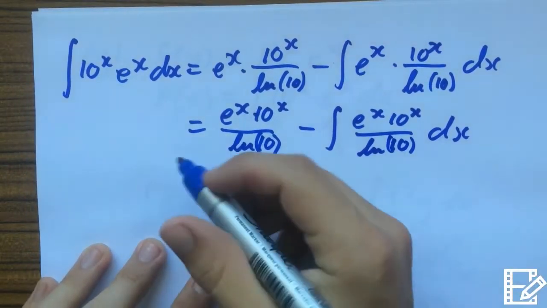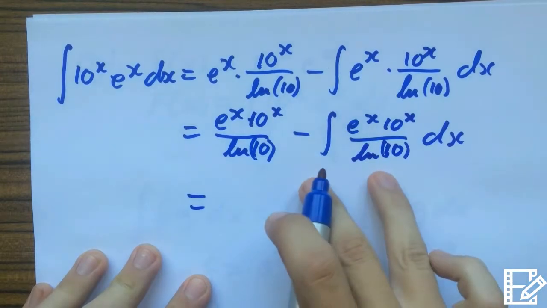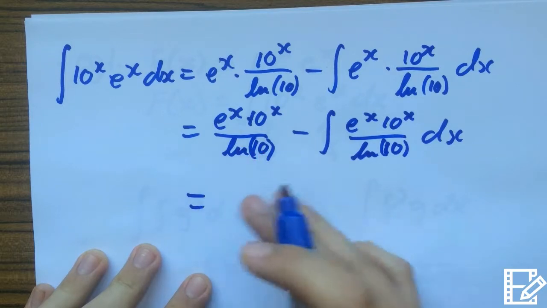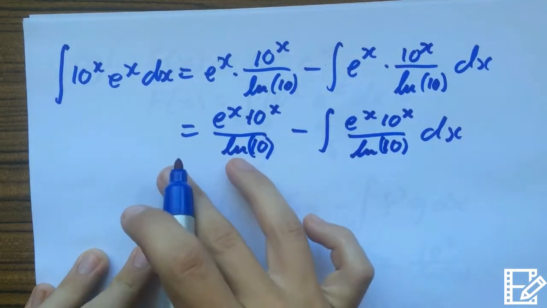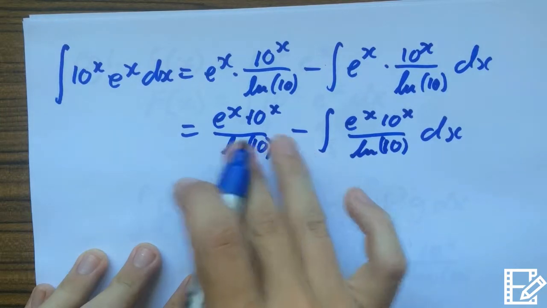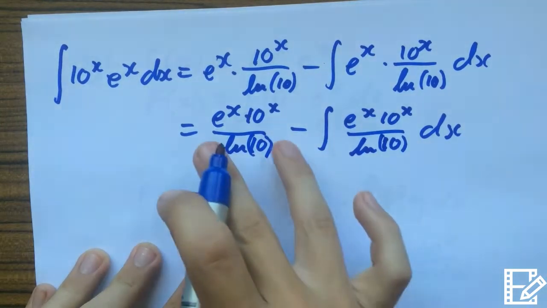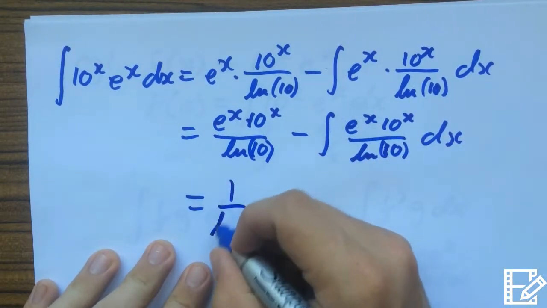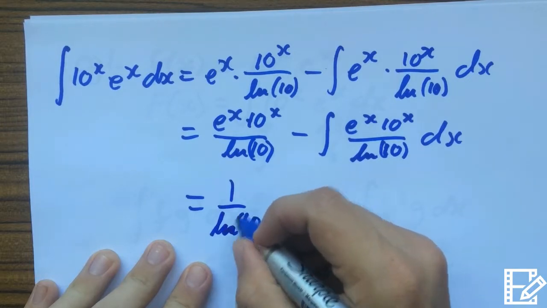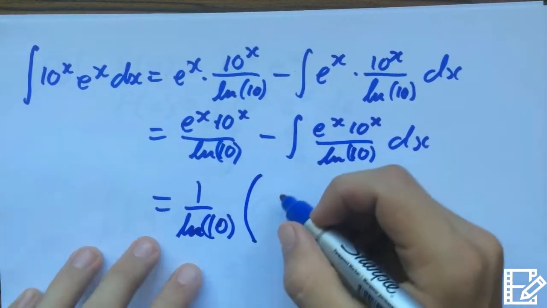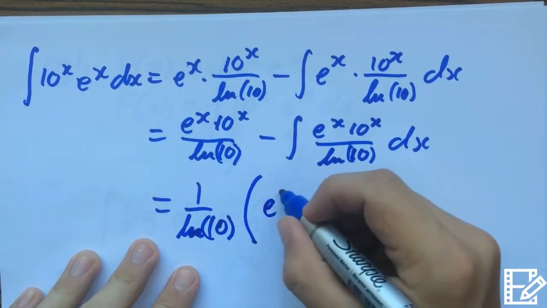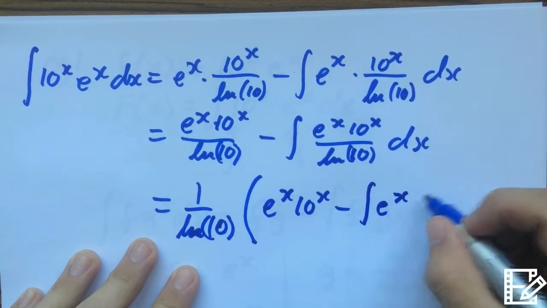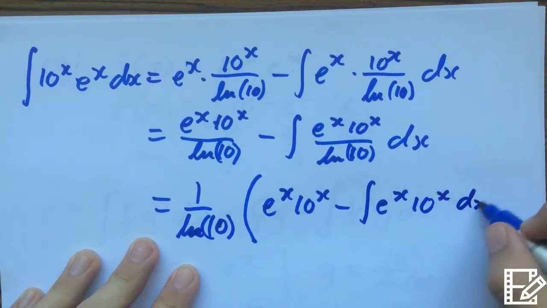Okay, I'm going to do two steps here. We bring the 1 over ln of 10 out of the integral, because it's a constant. But we have an ln of 10 here too, so I'm going to factor it out of both, because we have 1 over ln of 10 on either side of the minus sign. So what I'm going to do is have 1 over ln of 10 multiplied by e to the x 10^x minus the integral of e to the x 10^x dx.